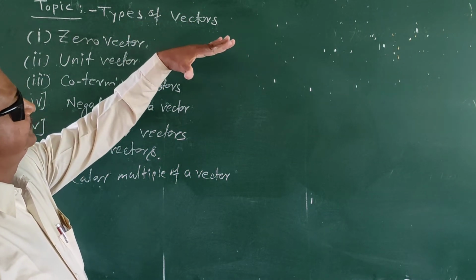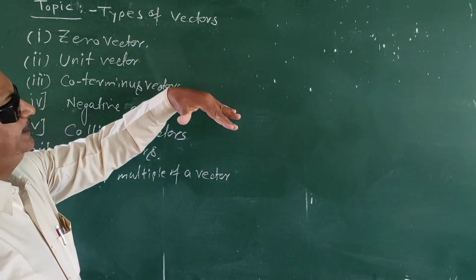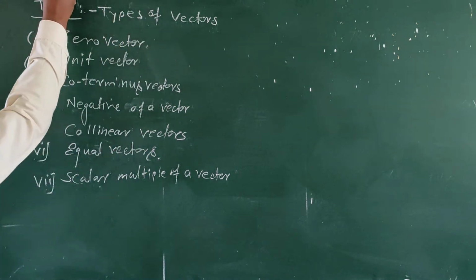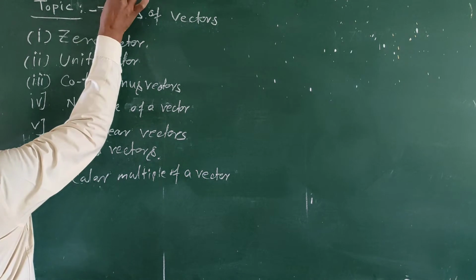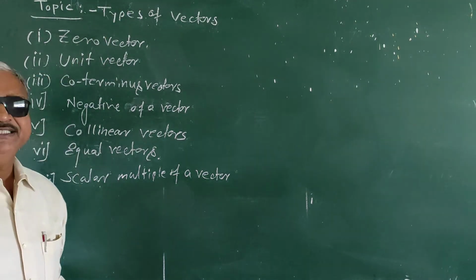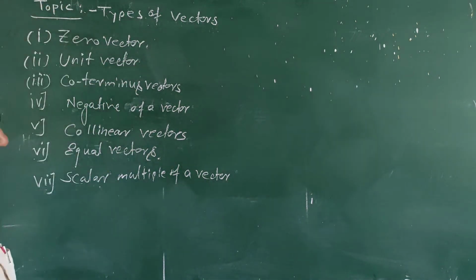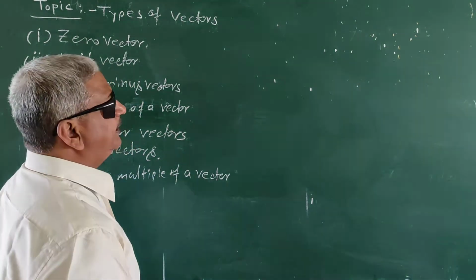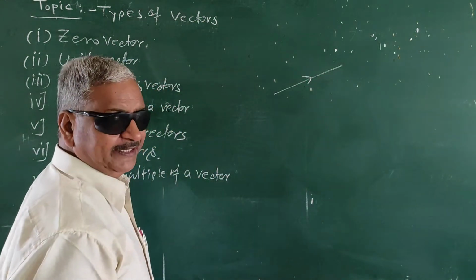Today we start with the new chapter, that is vector. This vector chapter that we start here is a very important chapter. In the 11th standard, you have seen about the vector. So simply I express here vector. What is meant by vector? How can we define the vector?